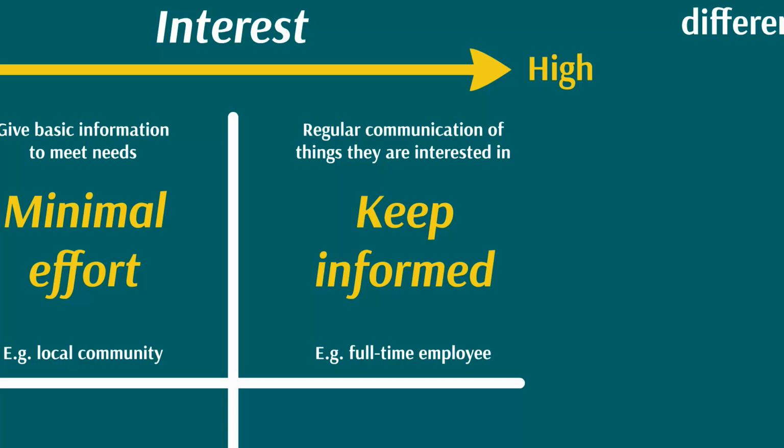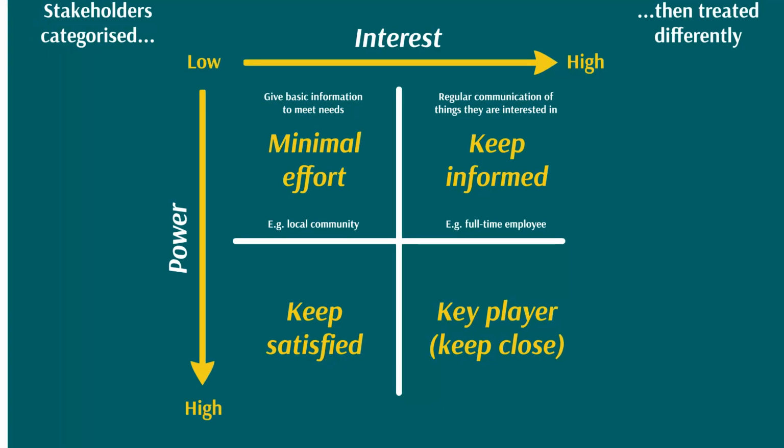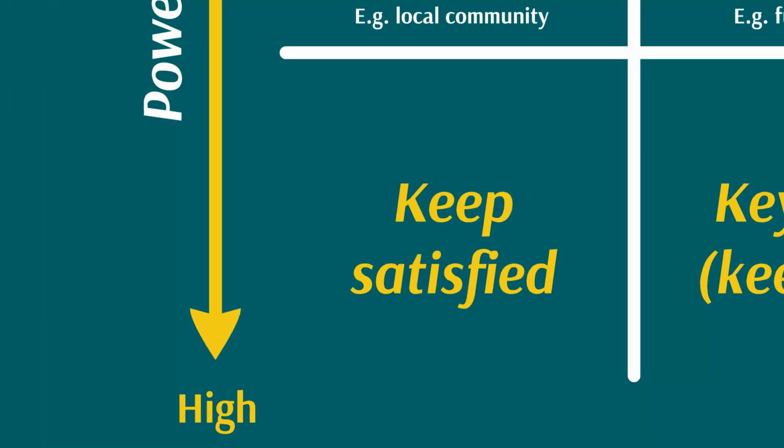Okay, let's zoom out slightly from the matrix again, and we're going to zoom into, let me get it right this time, high power, low interest. And that's keep satisfied. That's the technique, keep them satisfied. We mentioned when we were talking about stakeholders earlier on that the government would be a good example of a stakeholder with high power but low interest.